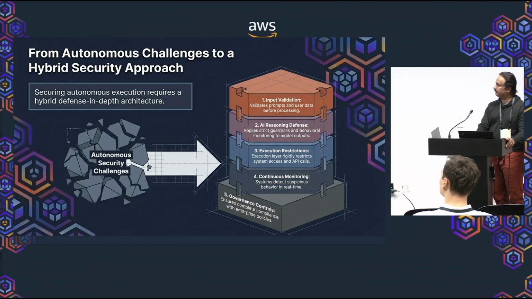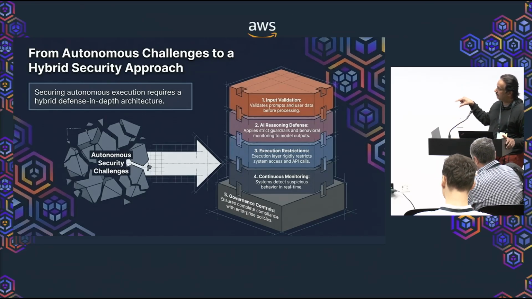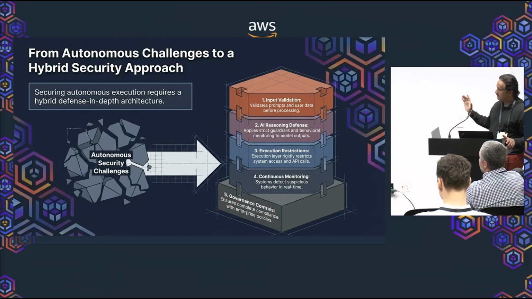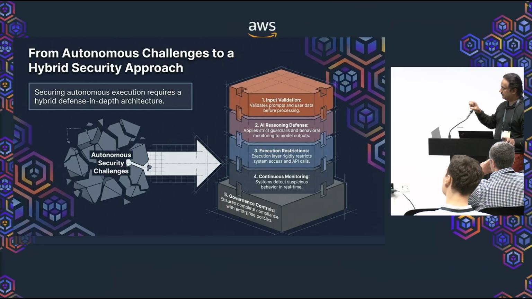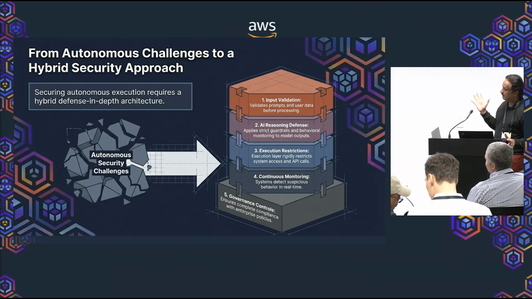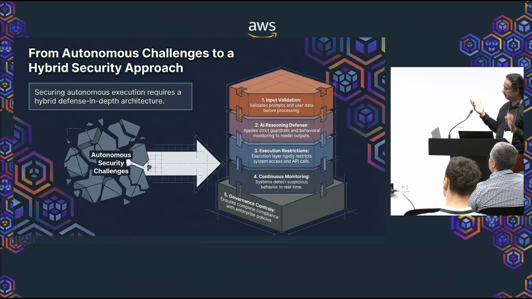So from an approach point of view, from autonomous challenges to a hybrid security approach, I think we have to address it from all of these different perspectives to address agentic AI security challenges. The first one is input validation. Validate everything before processing. Second thing is reasoning defense, having strict guardrails and behavioral monitoring on model inputs, execution restriction, continuous monitoring, and setting up governance controls for enterprise compliance based on enterprise policies.